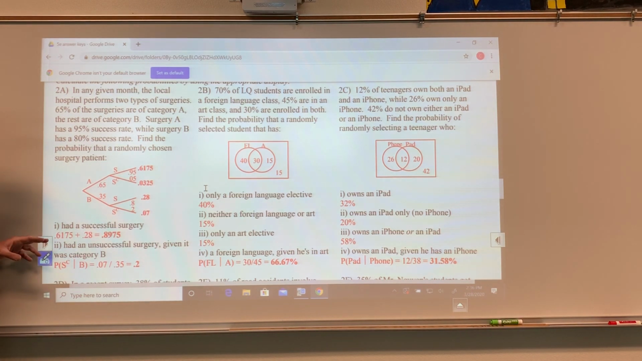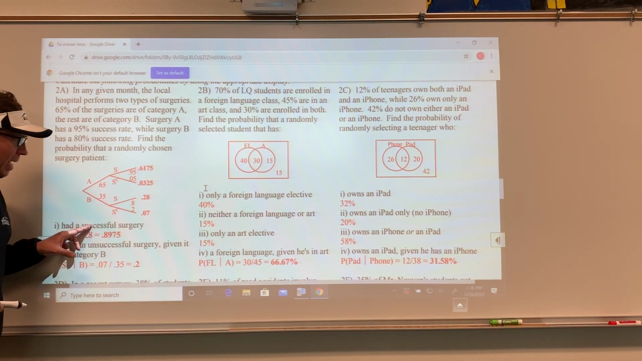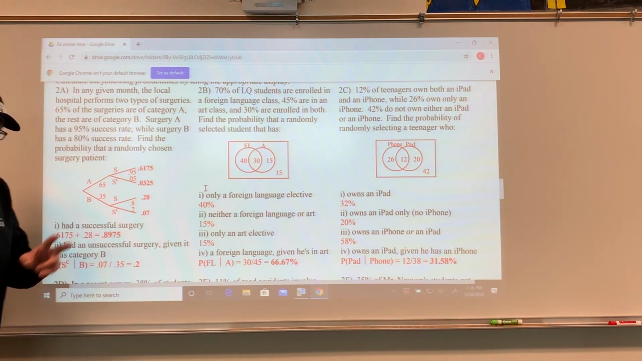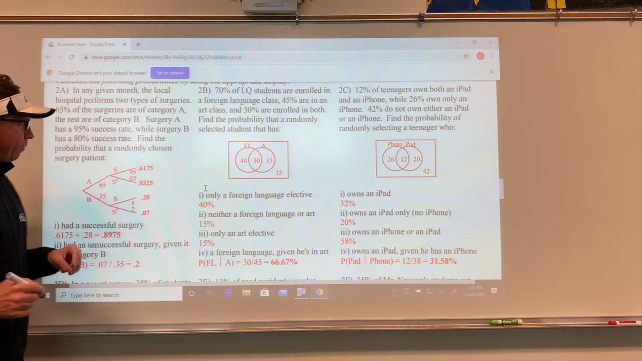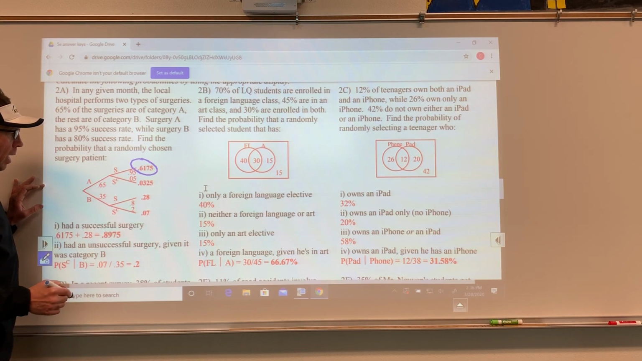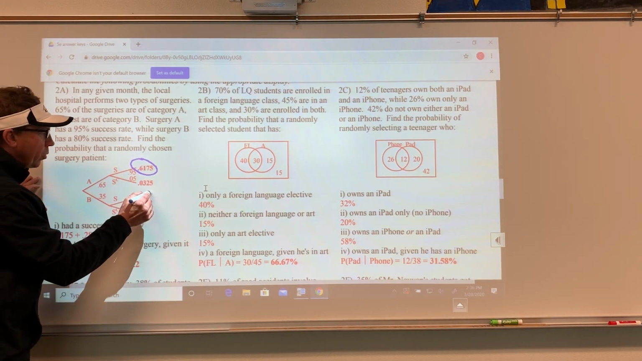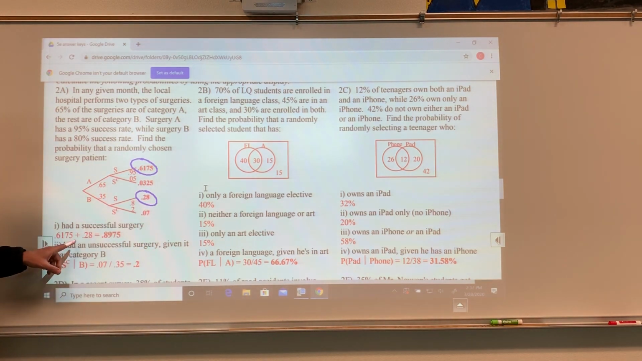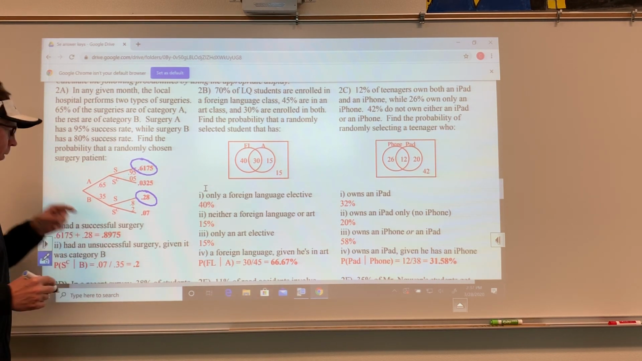So, what's the probability that they had a successful surgery? There are two branches that are successful surgeries. It is this branch right here, and it is this branch right here. So if you just add those two branches up, you will get the probability of a successful surgery in general.